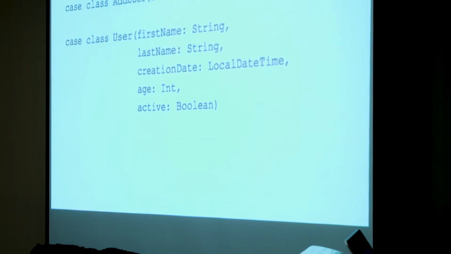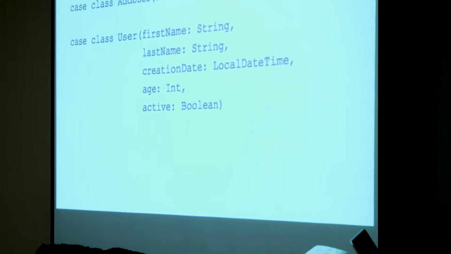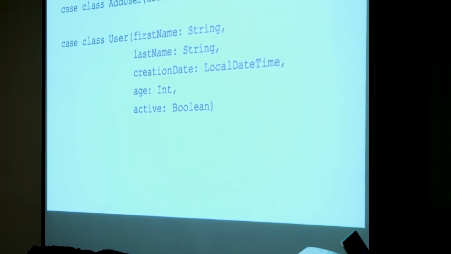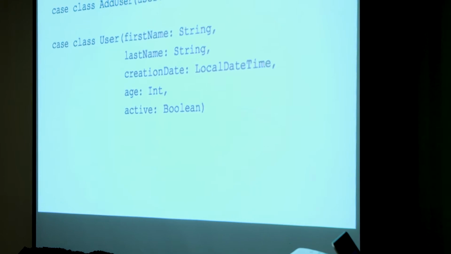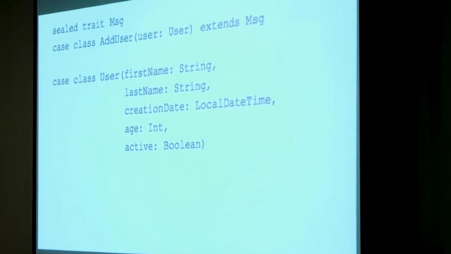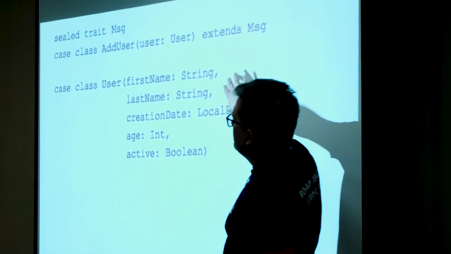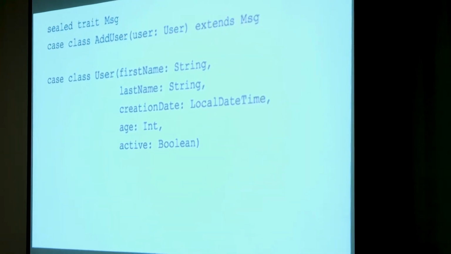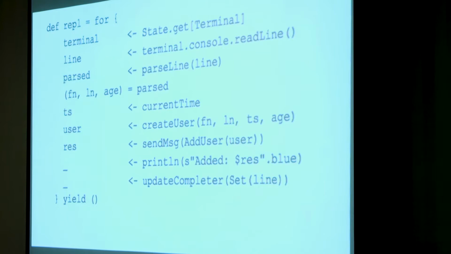So that's just a slide about the domain, and we also have our user class. It takes the first name, last name, creation date, age, and a Boolean flag for whether it's active, yes or no. And we have the ability to send that user over protobuf or whatever with this add user message. That's pretty straightforward. And this is how our REPL could look.